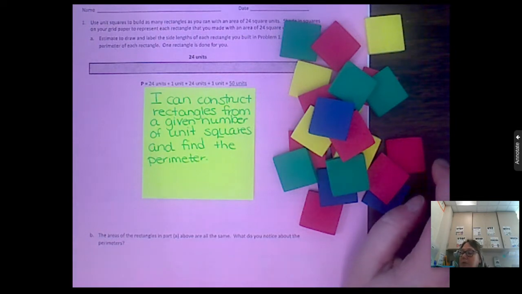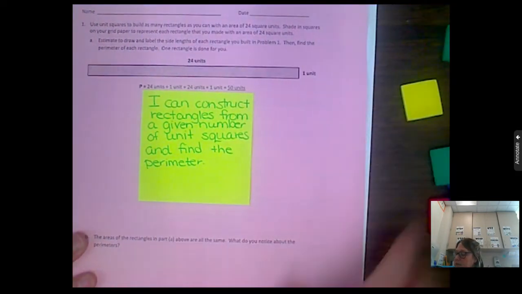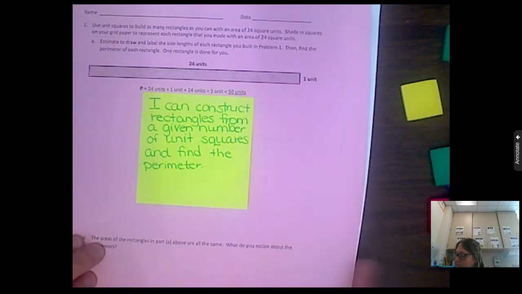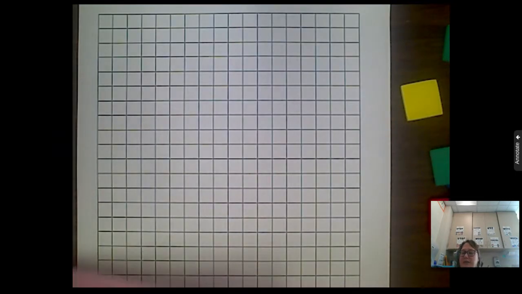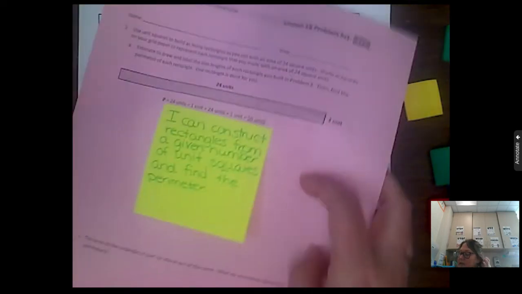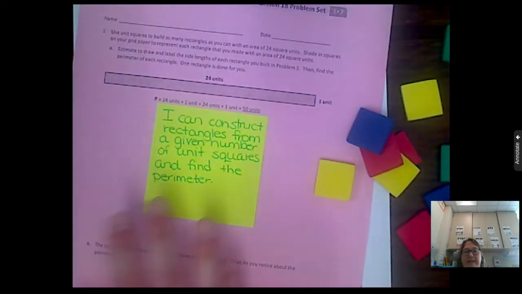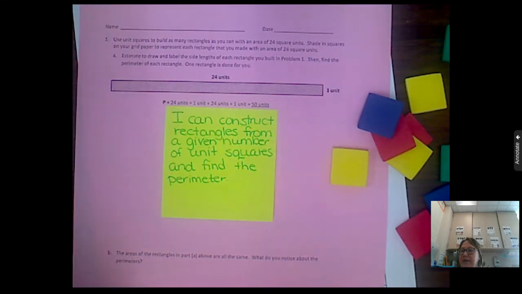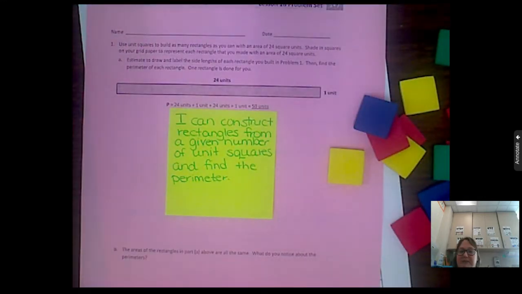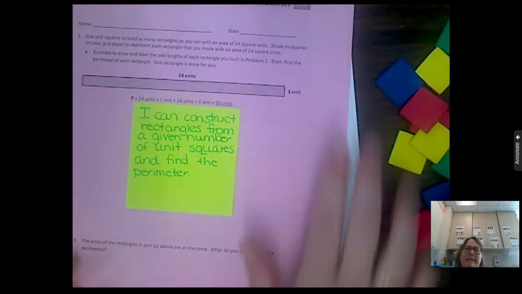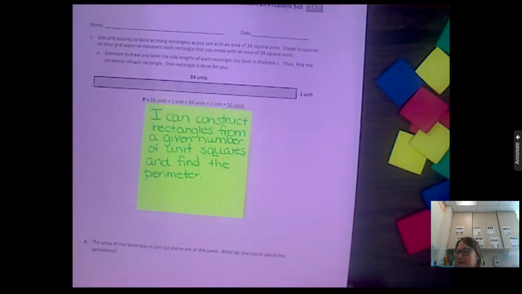You will also need some centimeter grid paper that looks like that. So beside your problem set, you will need some square tiles and centimeter grid paper so we can work together on this lesson. It's actually kind of a fun one today where we're doing something a little bit different. Not that all math isn't fun, because of course it is.